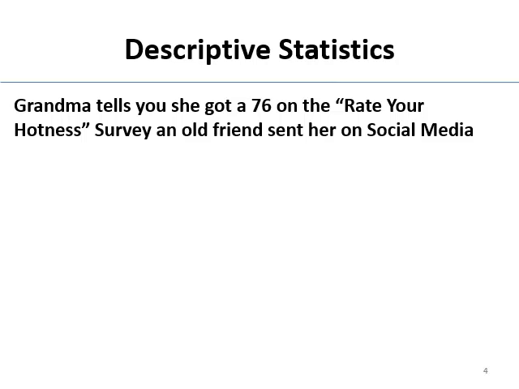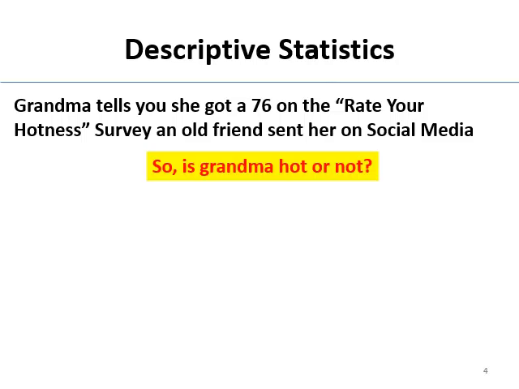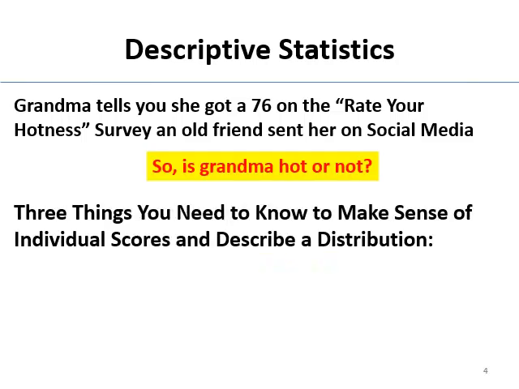So your grandma tells you she got a 76 on the Rate Your Hotness survey that an old friend sent her on social media. So is your grandma hot or not? Well, there are three things you need to know in order to make sense of the individual score that someone gives you. I mean, 76 is just sort of out there, right? Is that high, low? What's the range? Is it 0 to 100, or is it up to 5,000? And we have no idea.